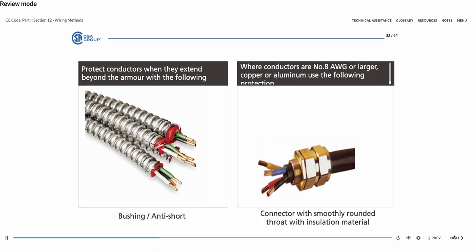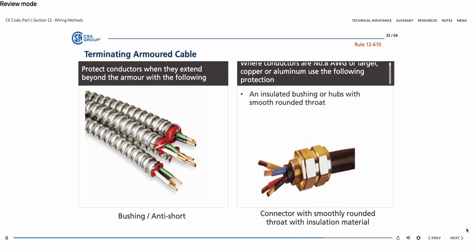When terminating Tech 90 armored cable, the inner jacket of the armored cable must extend at least 5 millimeters beyond the armor. If a conductor is a number 8 AWG or larger, copper or aluminum, use the following for protection: an insulated bushing or hubs with a smooth rounded throat, or insulating materials separating the conductors from the armored cable.